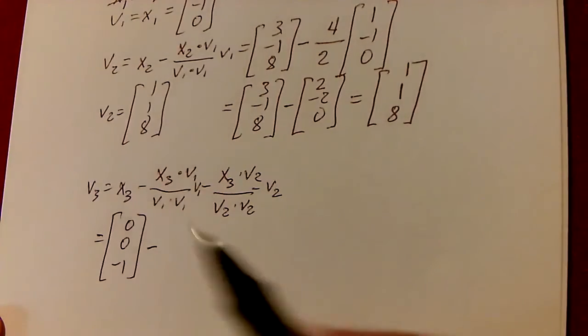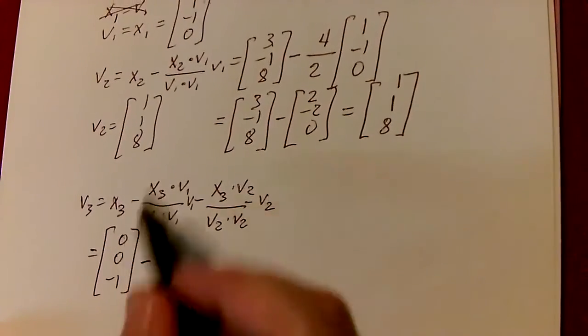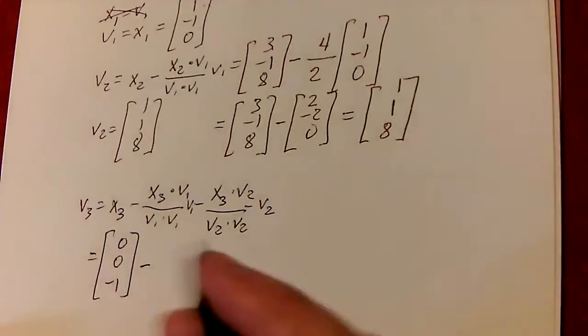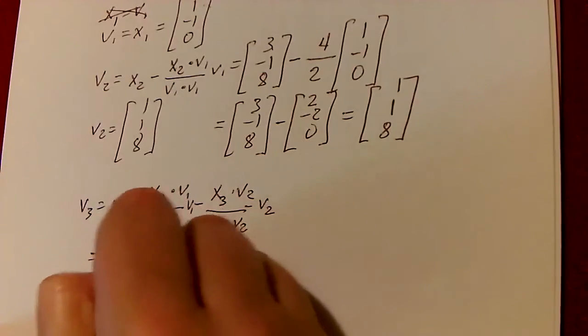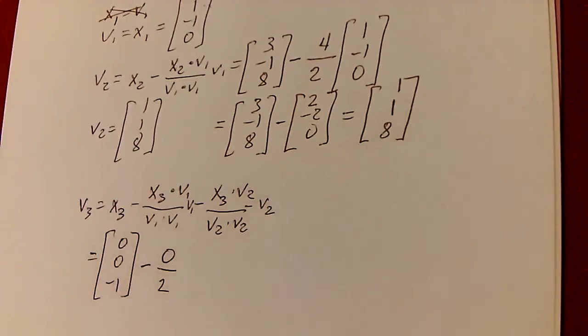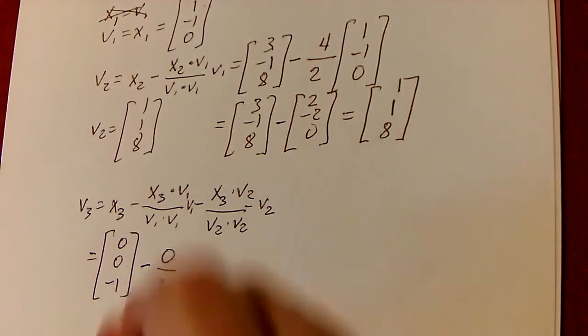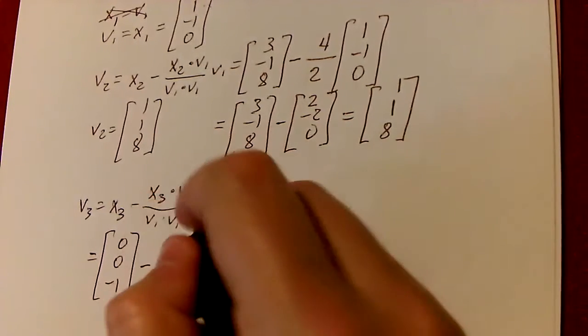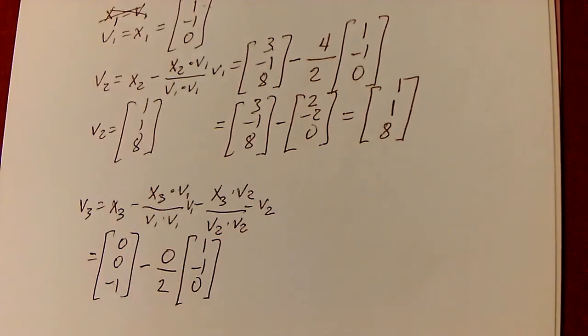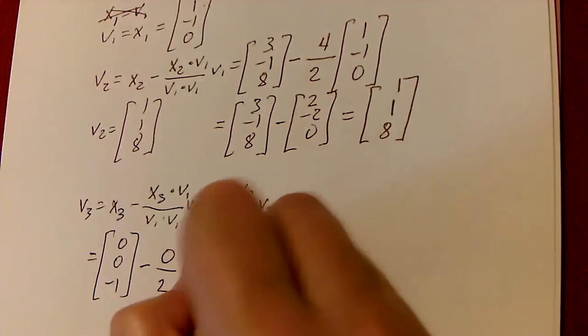Minus, okay, x3 dot v1. So 0 times 1 is 0. 0 times 1 is 0. And -1 times 0 is 0. So I get 0 over v1 dot v1, which I already know, so I'm going to go ahead and write it down. But ultimately, that's not a huge deal because it's 0, okay? And again, I'll go ahead and write v1 down since I already know it. But since it's going to get multiplied by 0, that's going to make things a little bit nicer for us.